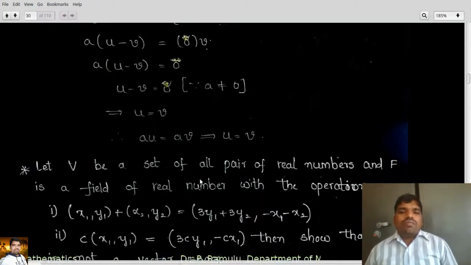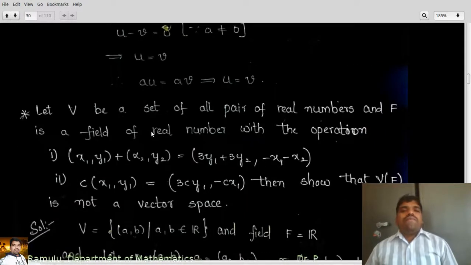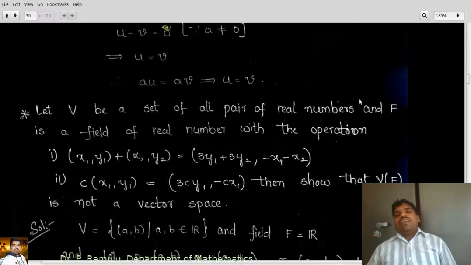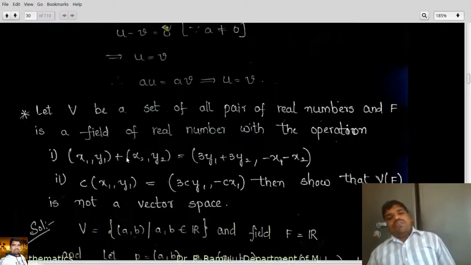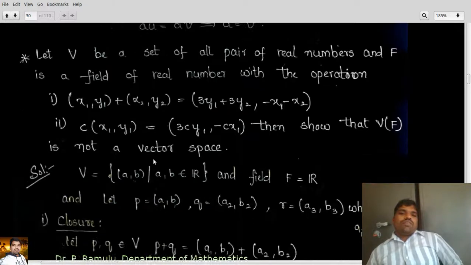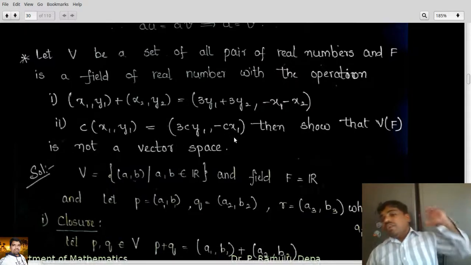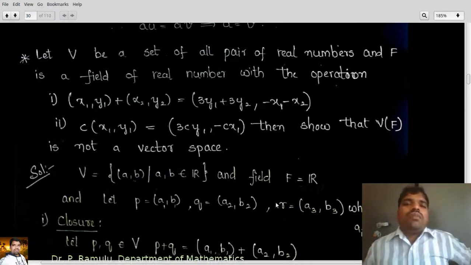Now I want to prove that: let V be the set of all pairs of real numbers and F is the field of real numbers with the operations (x1, y1) plus (x2, y2) equals (3y1 plus 3y2, minus x1 minus x2), and second, c into (x1, y1) equals (3c y1, minus c x1). Then show that V over F is not a vector space. Be careful, I am again repeating here.